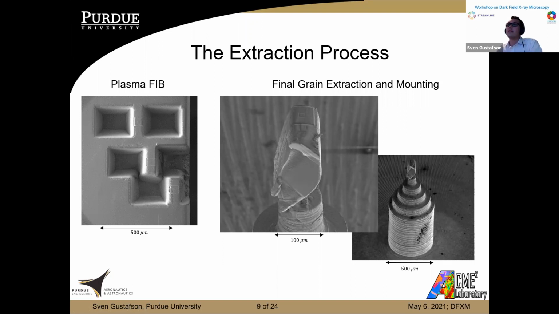And then it was shipped back to AFRL for final extraction, where we now can mount these small samples, these small specimens, on top of a brass pedestal which has a nice birthday cake sort of structure so that we wouldn't have interference from that during scanning at the ESRF.